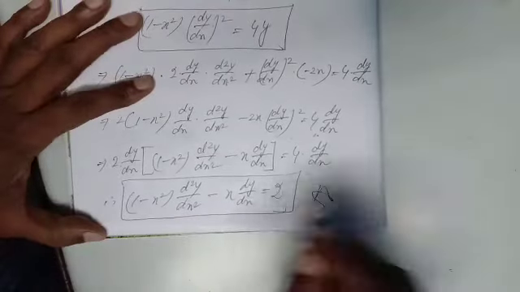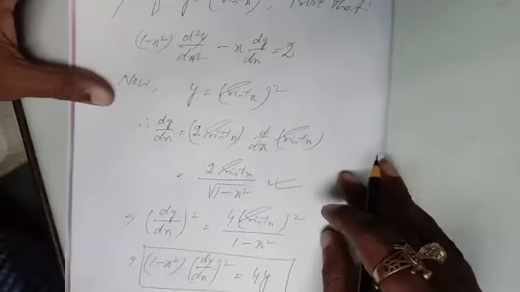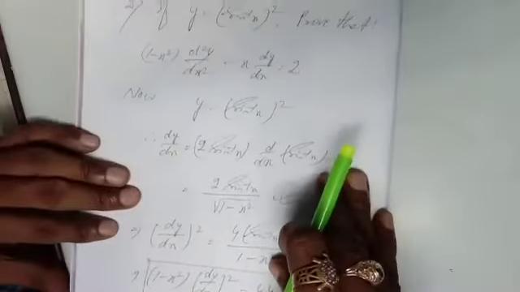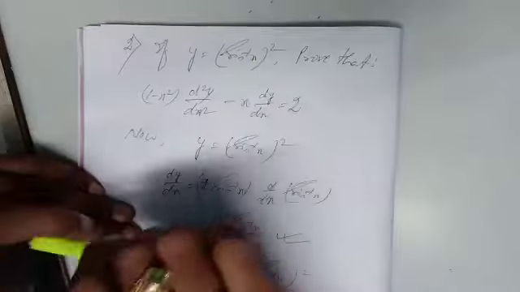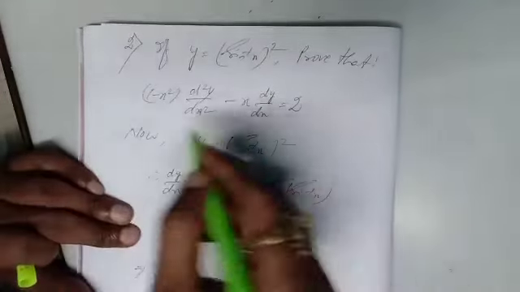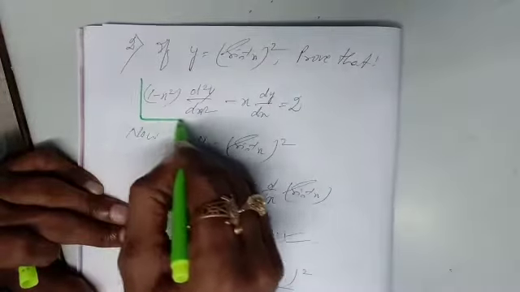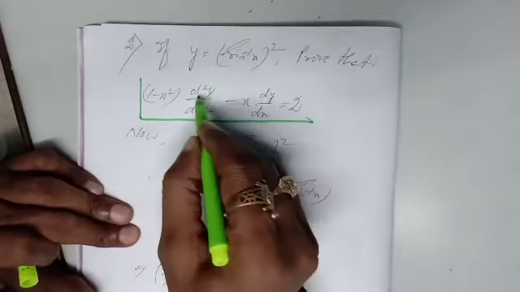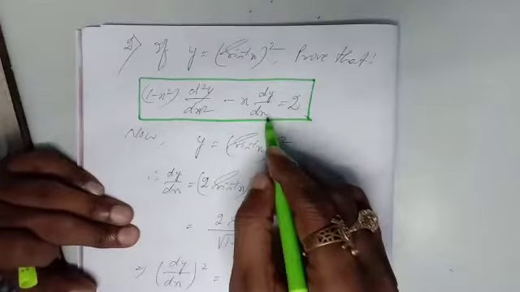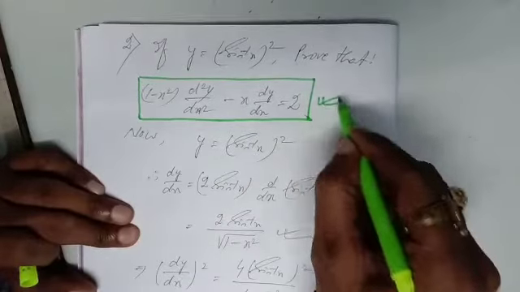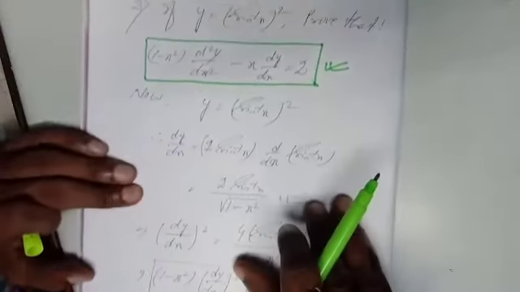Let me repeat the question again just to see. A slightly difficult type of question is given here. If y is equal to sin inverse x whole square, you have to prove 1 minus x square d square y by dx square, this is the second order derivative, minus x into dy by dx is equal to 2. You have to prove this one, and this part is given. You have to start from the given.